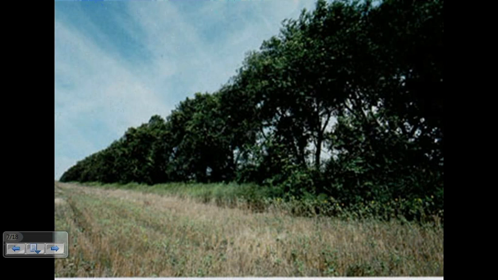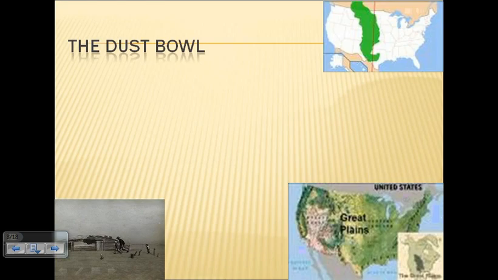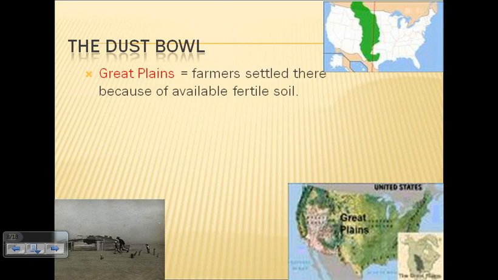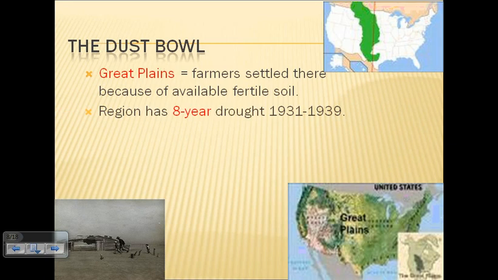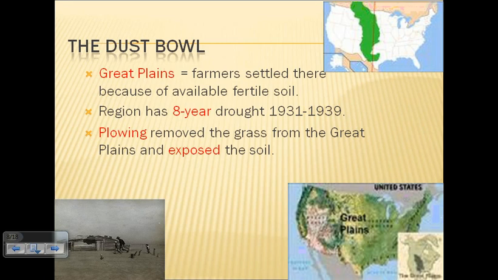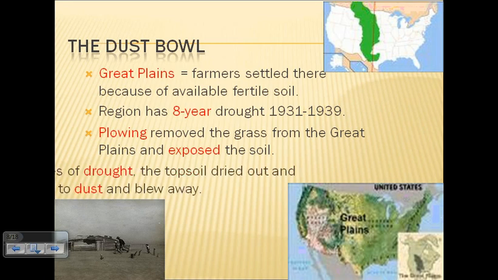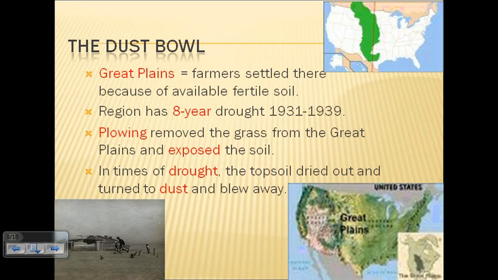Now I'm going to tell you a little bit of a story about why soil conservation became such a concern. This starts off in an area called the Dust Bowl. The Dust Bowl is located in the Great Plains region, where farmers settled because of available fertile soil. Unfortunately, from 1931 to 1939, this region was struck by severe drought. Plowing had removed the grass from the Great Plains and exposed the soil. During the drought, the topsoil dried out, turned to dust, and blew away.